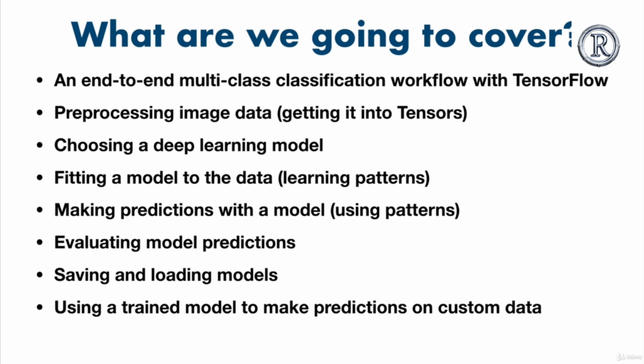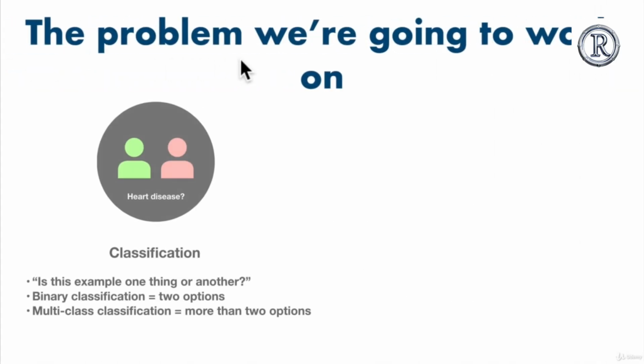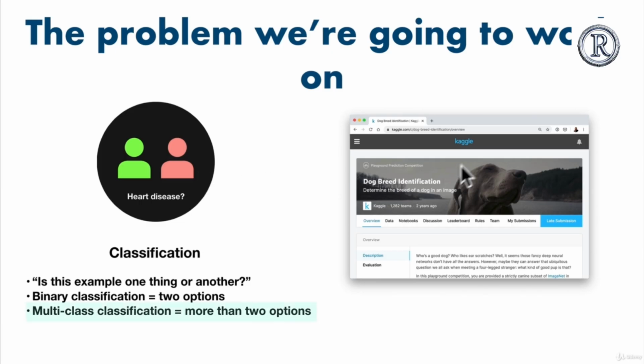Oh, far out. This is a big section, but I'm excited. Now, what is the problem we're going to work on? It's a classification problem, and it's the Kaggle dog breed identification problem. So determine the breed of a dog in an image. And this kind of problem is multi-class classification. That means there are more than 2 options, but we'll have a look at this shortly.